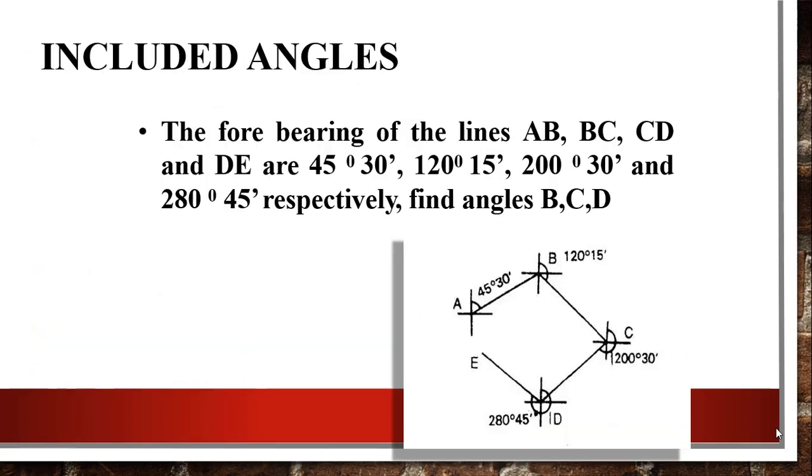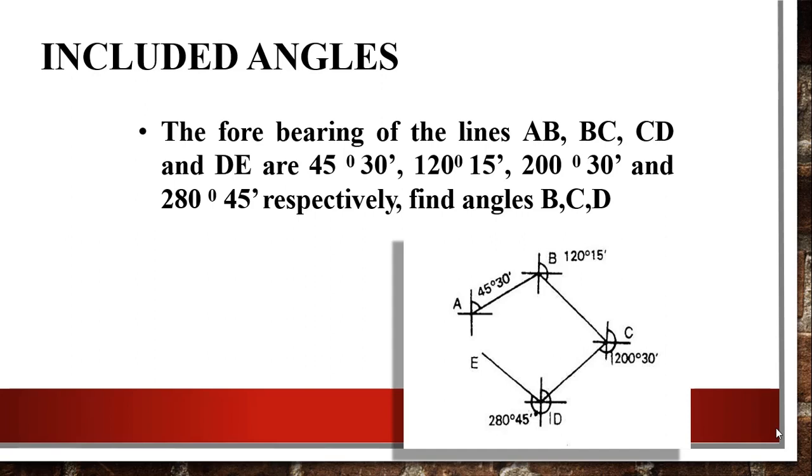Now the next topic is based on included angle. So this is the numerical given. The forebearings of lines AB, BC, CD and DE are as follows: 45 degree 30 minutes, 120 degree 15 minutes, 200 degree 30 minutes and 280 degree 45 minutes respectively. All these bearings are measured in the direction of progress of the survey line, so they are called forebearings. Now you have to find the angles at B, C and D.